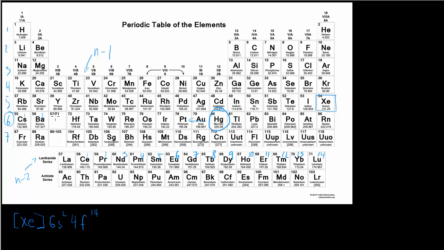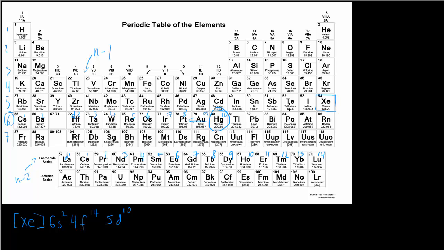Now we're ready to troop across this d block right here until we get to mercury. So d is n minus 1, so we've got 5d. And we start here at lanthanum, that would be d1. And we work our way across the f block, which we've already done. Then hafnium would be d2, so lanthanum would be d1, hafnium would be d2, then d3, 4, 5, 6, 7, 8, 9, 10, ignoring the exceptions. So this would be 5d10 by the time we get to mercury.